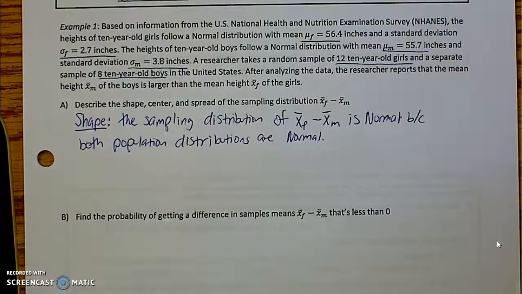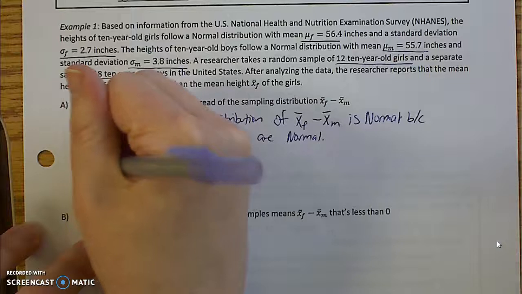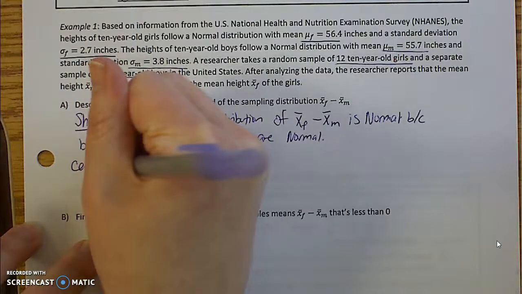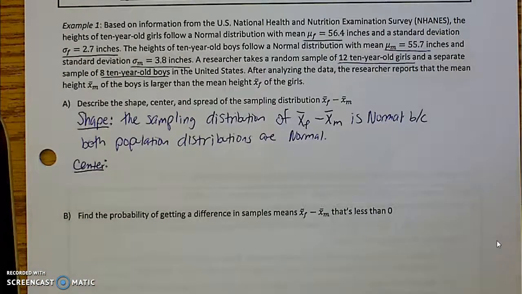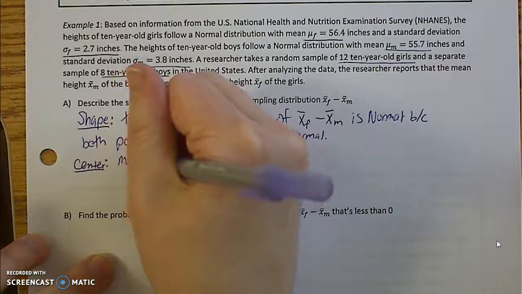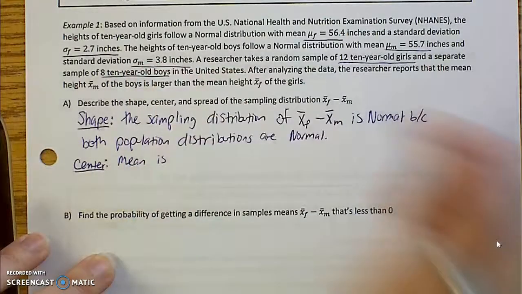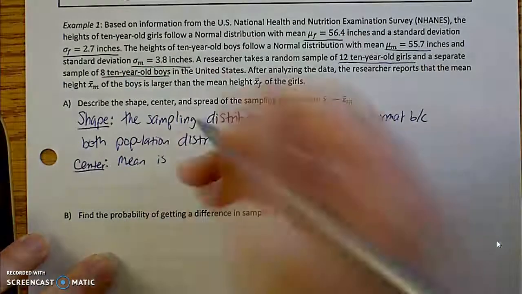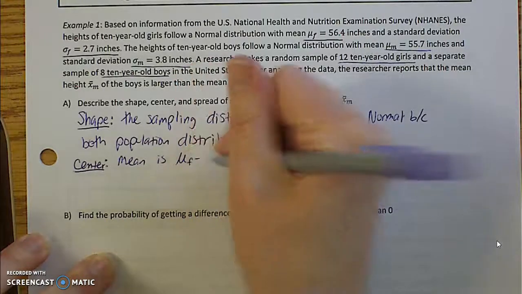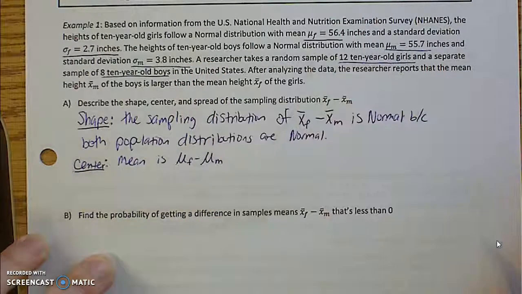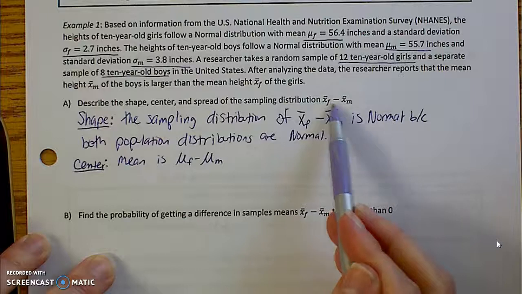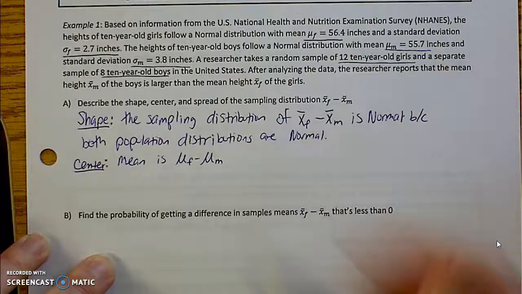Now we need to talk about our center. When we're talking about center, when it comes to distributions that are normal, whether it be a sampling distribution or otherwise, you want to use your mean. Okay? So we want to find the mean of this thing. The mean is going to be the difference of the population means, so it's mu sub f minus mu sub m. Why am I using that order? Because that's the order that they told me for the distribution.